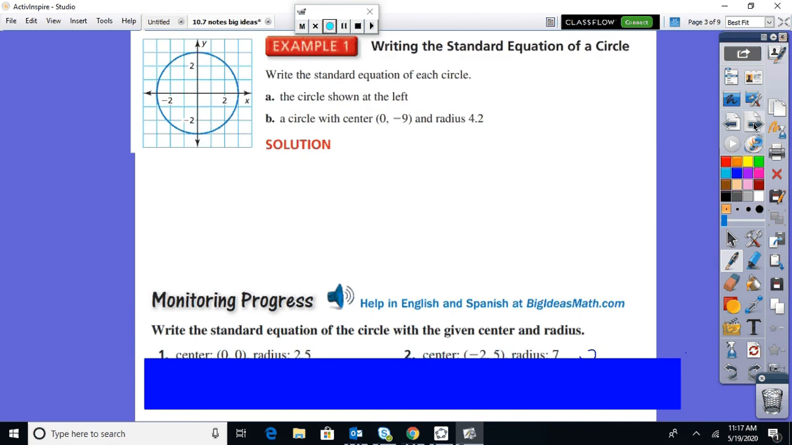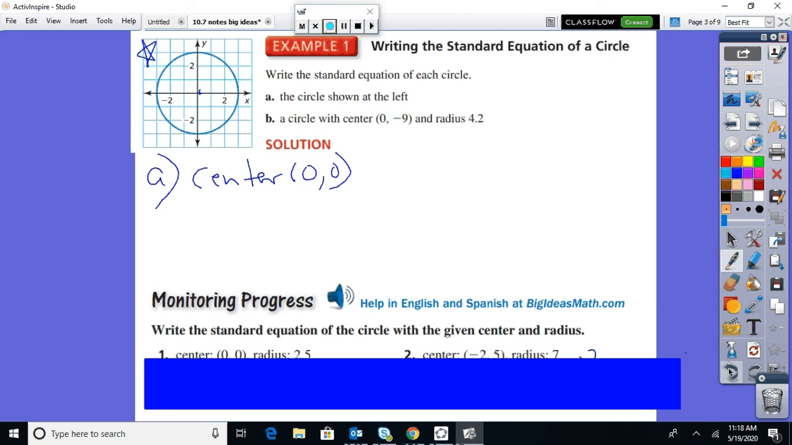So now the problems. Example 1, write the standard equation of a circle. We've got 2 examples here. One is shown, and then one is just tell me what to plug in. So the circle at the left. So I'm looking at this circle here for part A. And you're like, all right, well, the center of this circle is the origin, is 0, 0. So my center is 0, 0.